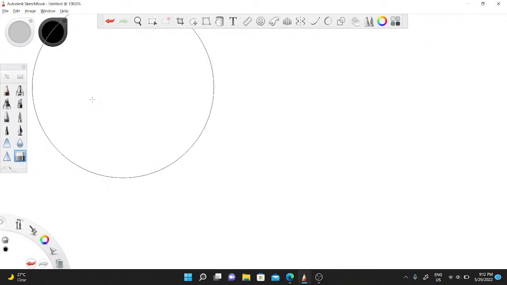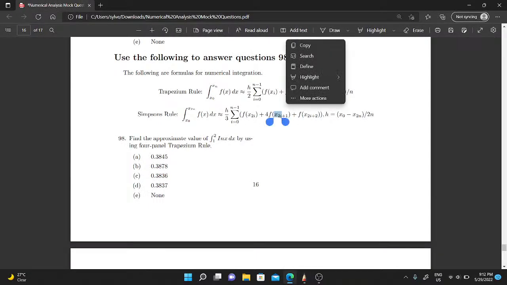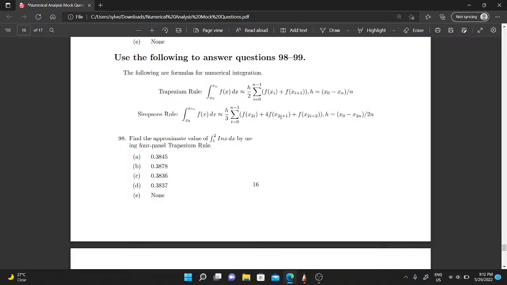For the one-third, the only difference between that and the trapezium is that your expression becomes f of the first one plus 4 times all the odd numbers inside. So all your odd ones, you multiply them by 4. All your even ones, you multiply them by 2, plus your f of b. Okay, so for the trapezium, we're almost done.